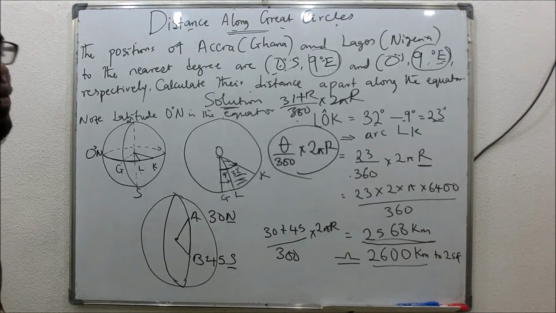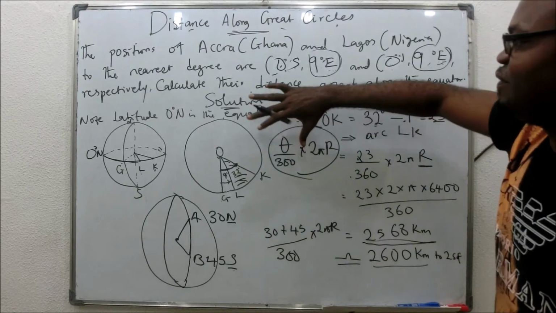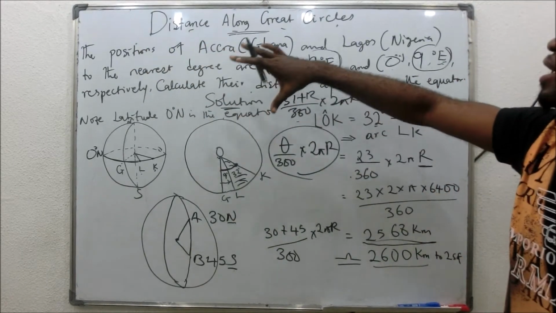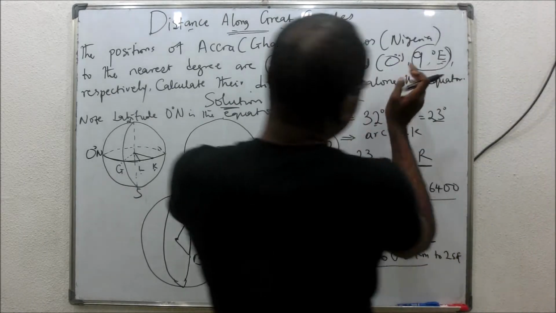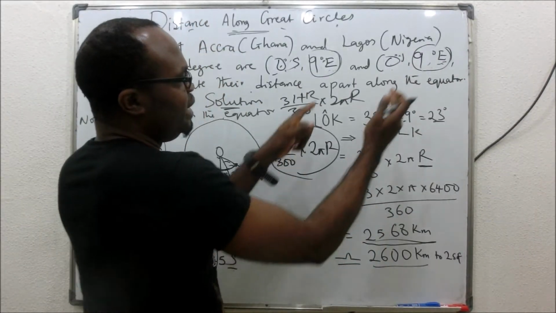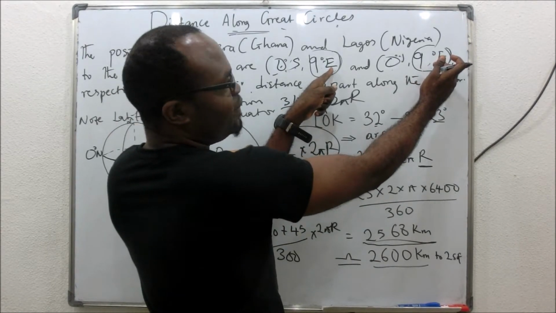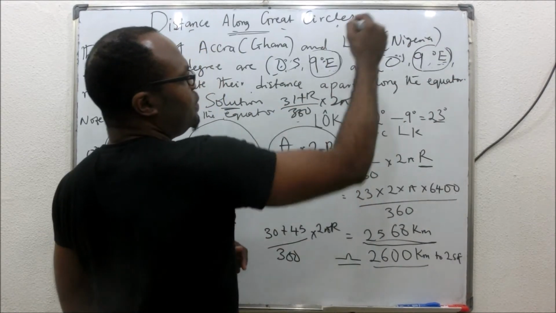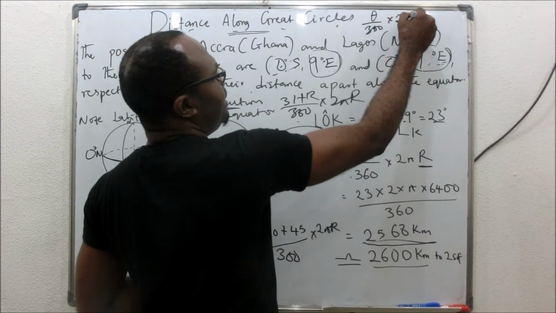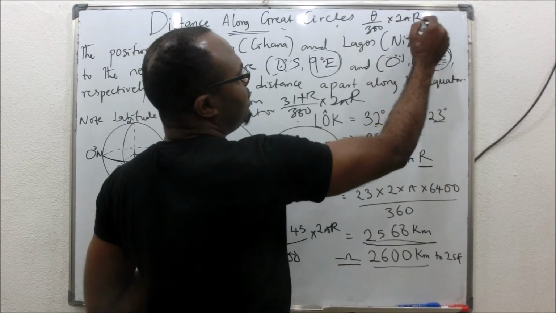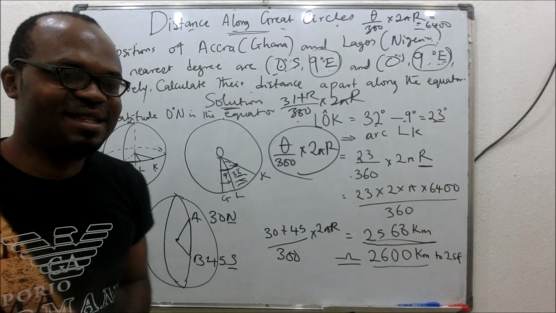So very, very important. What you're going to go home with in today's lecture is that once you're given a problem on distances along great circle, just get to know the difference in the angle. Check the angle where you have the difference. If they are the same direction, you subtract. If they are different directions, you add. So any difference in the angle all over 360 times 2 pi r gives you the distance, where r here is equal to 6,400. So that is how we go about this.